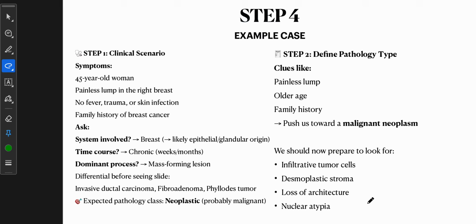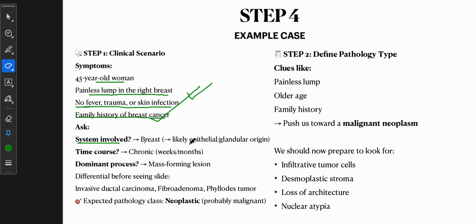Let's talk about a clinical example case. So, for example, there is a 45-year-old woman, and she has a painless lump in the right breast. There is no fever, trauma, or skin infection, and there is family history of breast cancer. Now, let's go by the steps that we have talked about earlier. So, what system is involved?